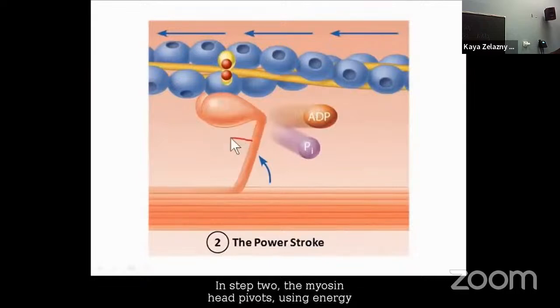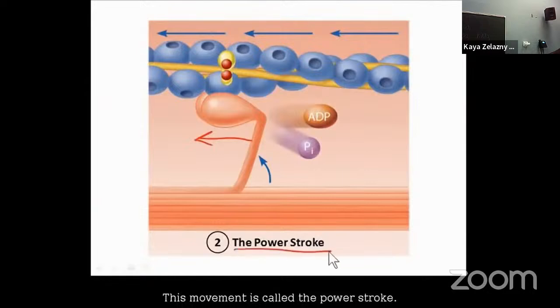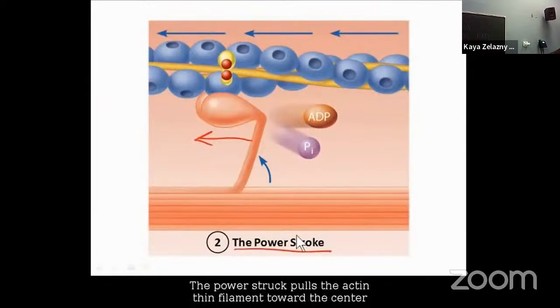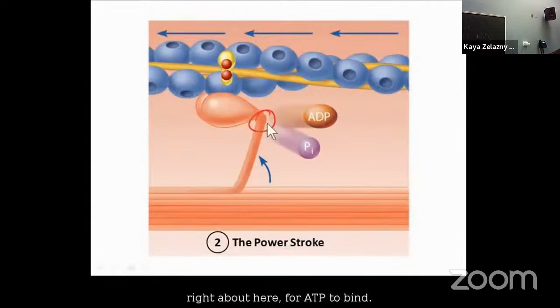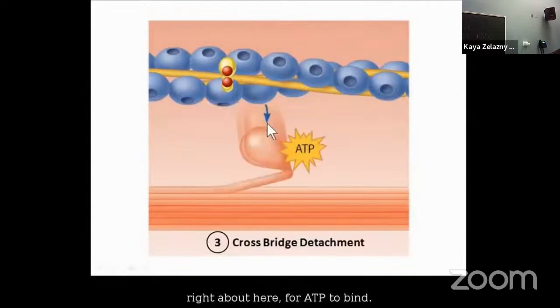In step two, the myosin head pivots using energy that was previously stored. This movement is called the power stroke. The power stroke pulls the actin thin filament toward the center of the sarcomere, shortening the overall distance. As the power stroke occurs, ADP is released, freeing up space right about here for ATP to bind.